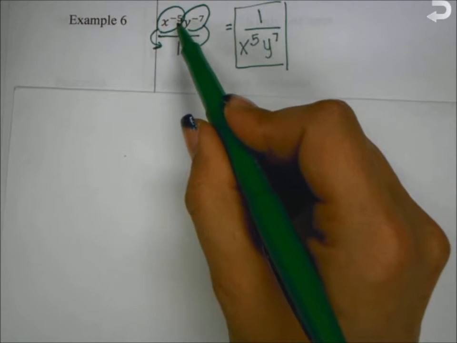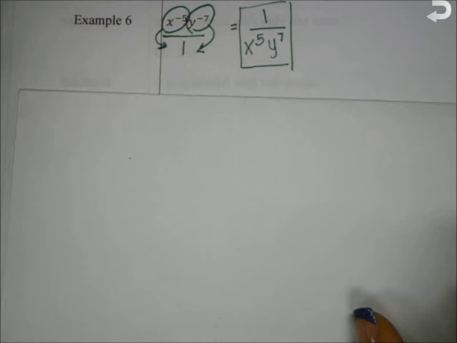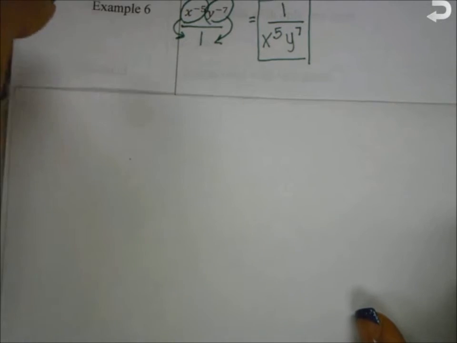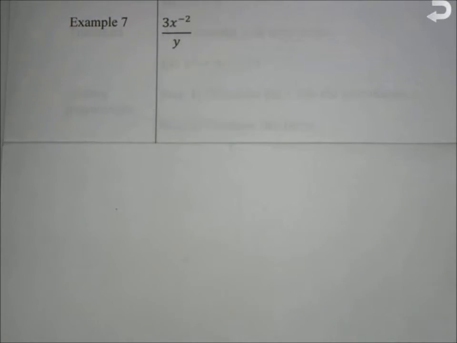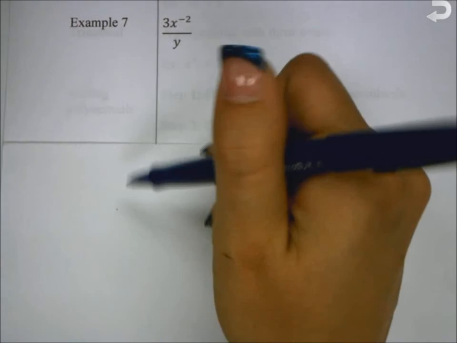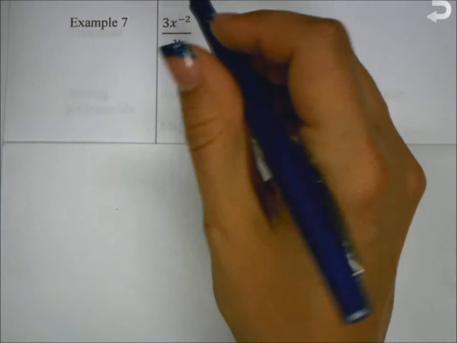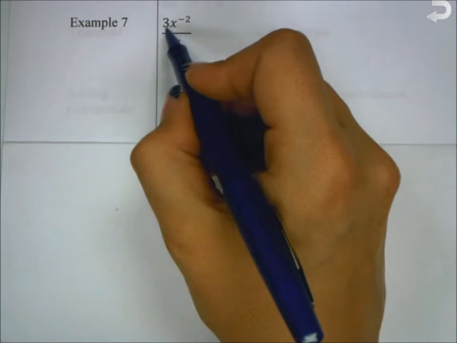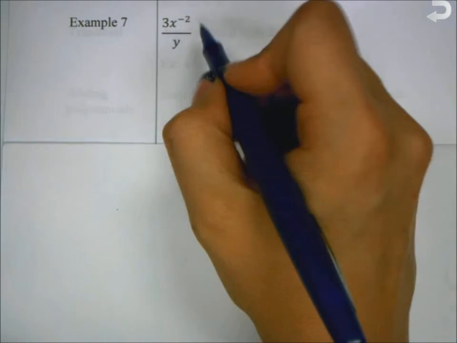Okay, moving on. Example 7. 3x to the negative 2 over y. Alright guys, who didn't pay their rent this month? Just the x, right? What about the 3? It stays there. So we're just moving x to the negative 2 downstairs.